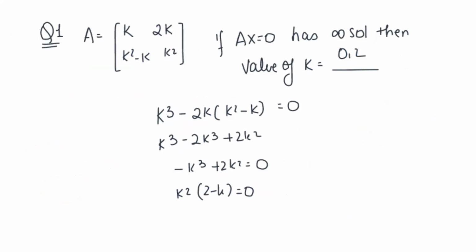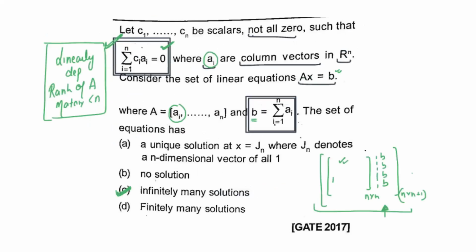This is a matrix given, and Ax is equal to 0. If Ax is equal to 0 has an infinite number of solutions, then what is the value of k? The determinant of A must be 0, because this is the case of an infinite number of solutions. So this will have 0 and 2. The value of k will be 0 and 2.